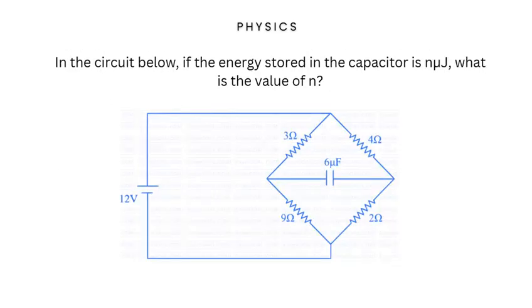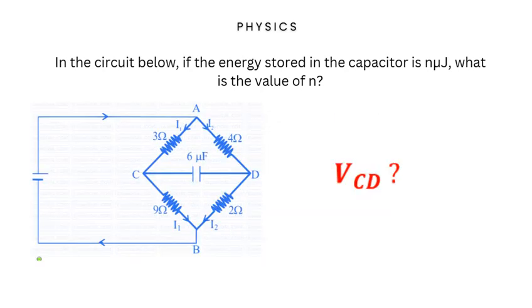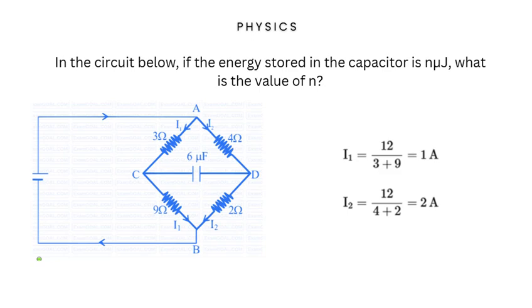In the circuit given below, the energy stored in the capacitor is N microjoules. What is the value of N? To calculate the energy stored in the capacitor, you need to find potential difference across the capacitor and use the formula energy stored equals half CV square. Electric current I1 in the first branch equals 1 ampere. Electric current I2 in the second branch equals 2 amperes.